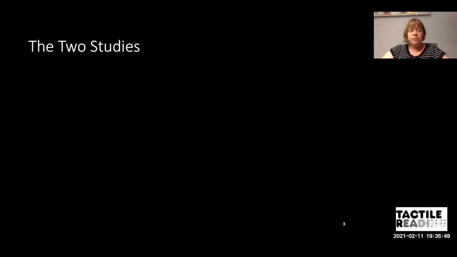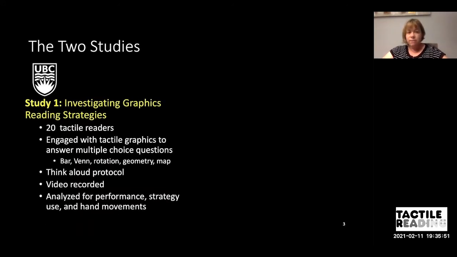The two studies include study one, investigating graphics and reading strategies, conducted at the University of British Columbia. There were 20 tactile readers who engaged with tactile graphics to answer multiple choice questions, and that included a bar graph, a Venn diagram, a rotation item, a geometry item, and a map. They did a think aloud protocol, which meant that they talked out loud what they were thinking and doing as they were doing it. And we video recorded them doing this, including the movements of their hands. We analyzed the transcripts and the videos for performance, strategy use, and their hand movement techniques.